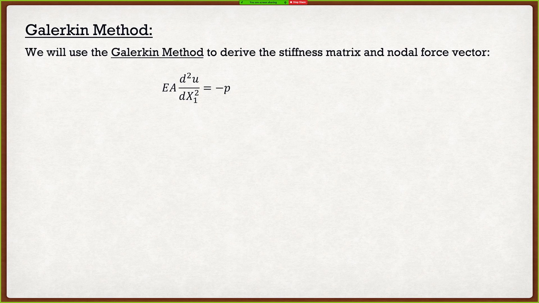So we start with the bar. We know that we have a very nice differential equation that governs the behavior of a bar. It's EA multiplied by the second derivative of our displacement function is equal to negative P, where P is our distributed load. With the Galerkin method, we want to take our differential equation and set it equal to 0, and we call that the residual. So I'm simply going to move P over to the other side, and I'm going to call this the residual. Because if the equation is exact, this will equal 0. If it's not exact, it will not equal 0.